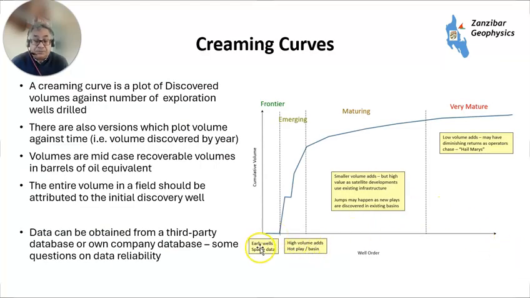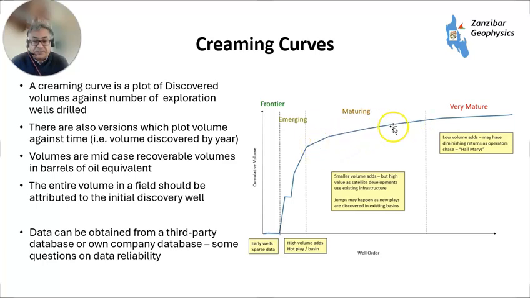So, creaming curve. I've got a video on basin statistics on my channel, so this is a quick summary of it. You've got cumulative volume on the y-axis and the well order on the x-axis. Initially, early wells, sparse data, then things get discovered. This is the emerging phase where you get excitement, when you get loads of extra volume from the wells. Then it starts rolling over.